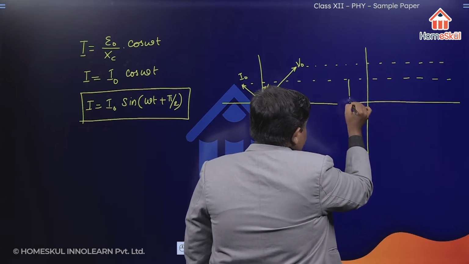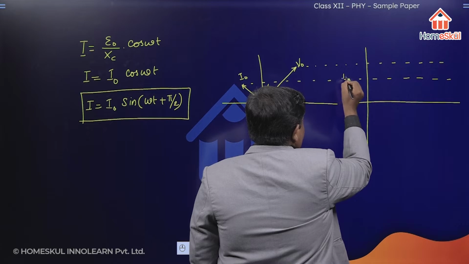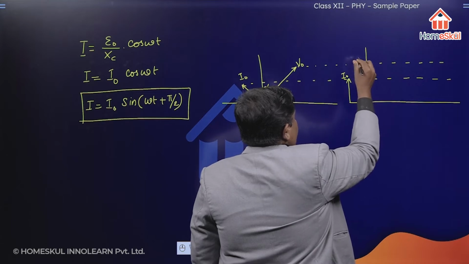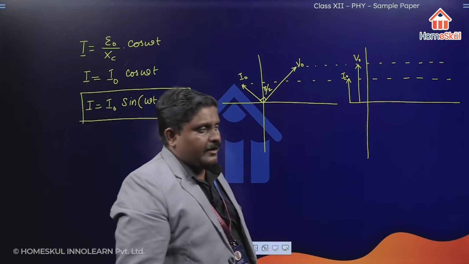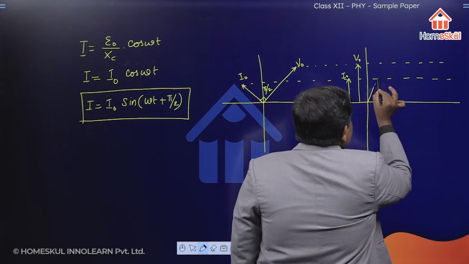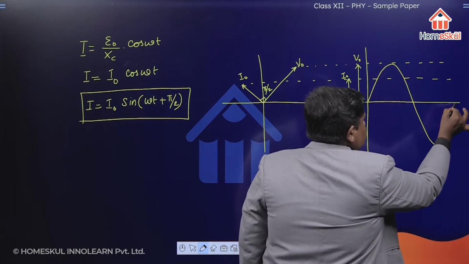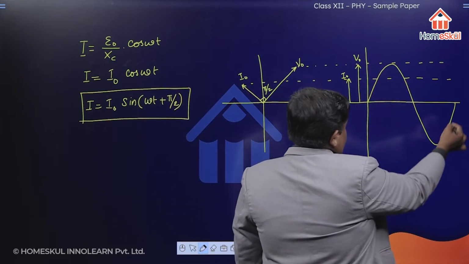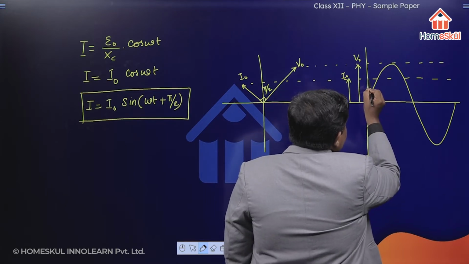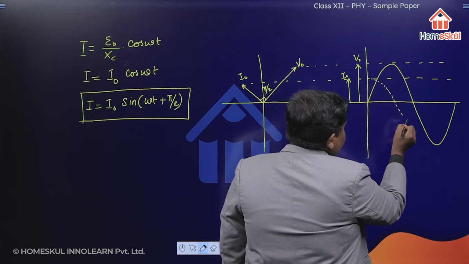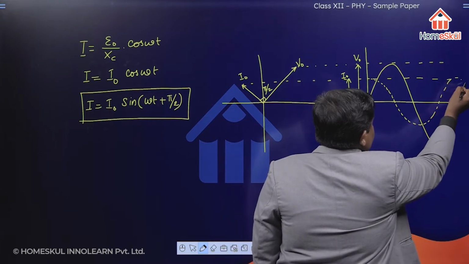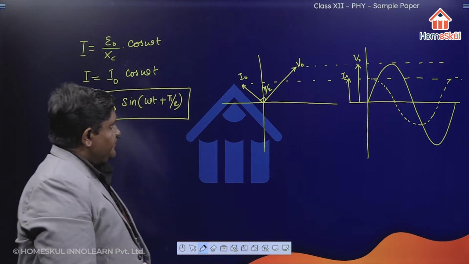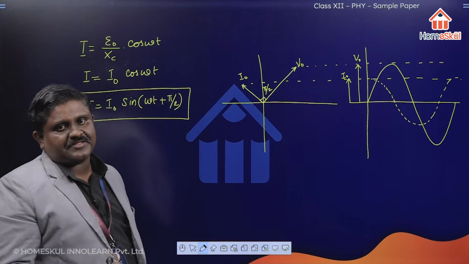Let us take this as the maximum value of current, that is I0, and this as the maximum value of voltage, V0. Now we have to draw the graph. This is the graph for the applied voltage, that is the maximum voltage, and for the current, we have to draw like this. So this is the shape of the graph. Clear? Now we move on to the next question.